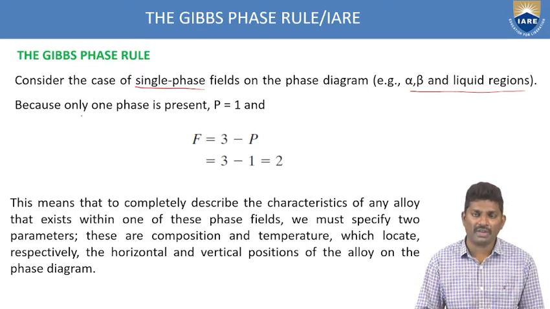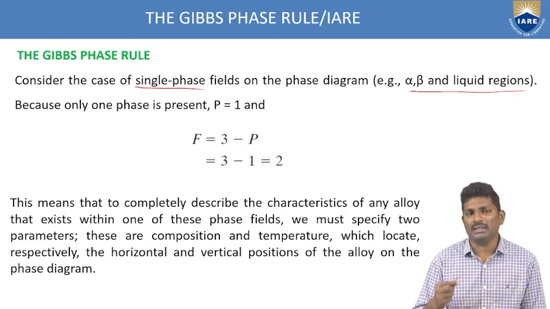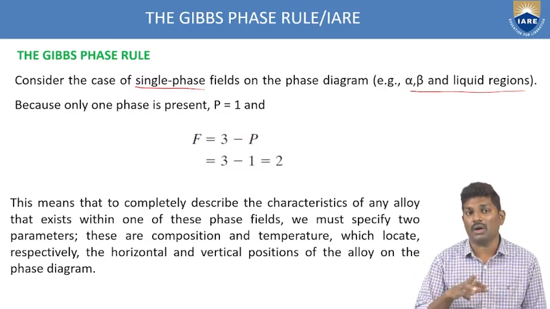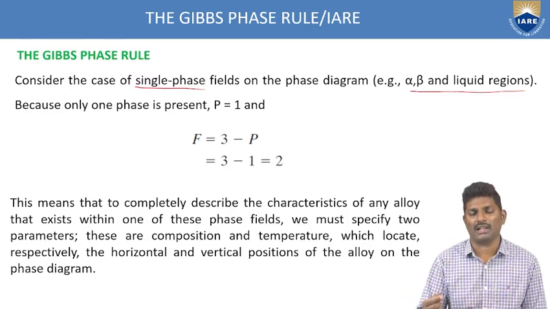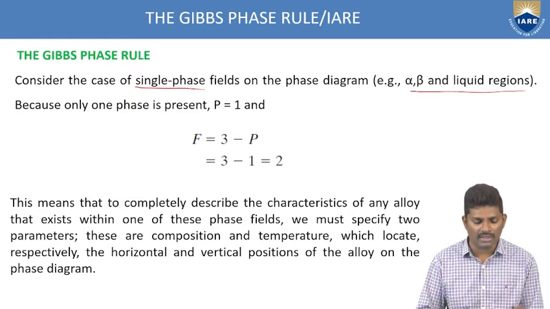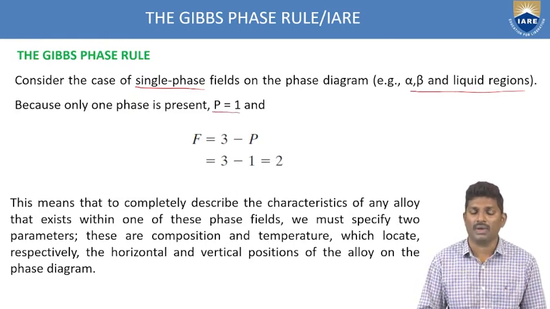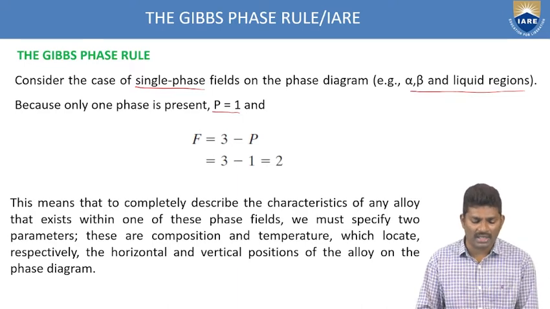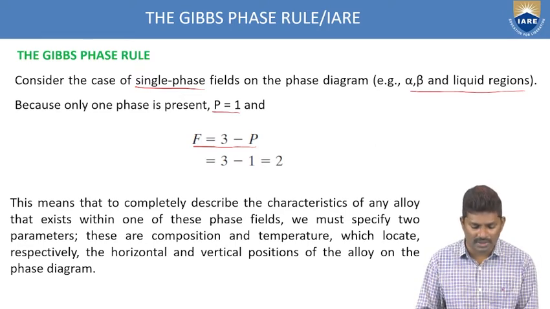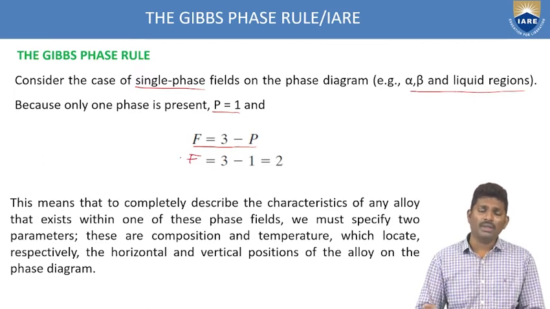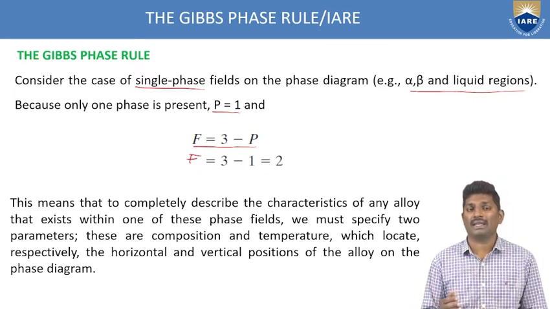These are all single phases. Because only one phase is present, there is no combination of liquid and solid. Wherever you see, we have only a single phase, either alpha or beta or liquid. That's why we are taking P as 1. In the previous equation we have written F is equal to 3 minus P. Now since it is a single phase, we take P as 1. So totally we are getting F is equal to 2. So from this Gibbs rule, we get F is equal to 2.